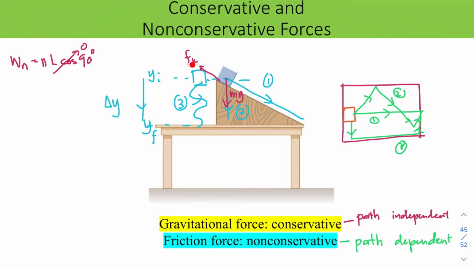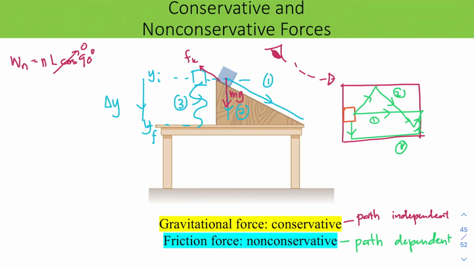But if we consider the work done by the friction force, take a look. Let's say this is the top view of the block on the ramp. So we have this kind of visualization. This is our block. Let's say our block is moved from its initial position to the final position here by taking path number 1 straight, or path number 2, or path number 3.